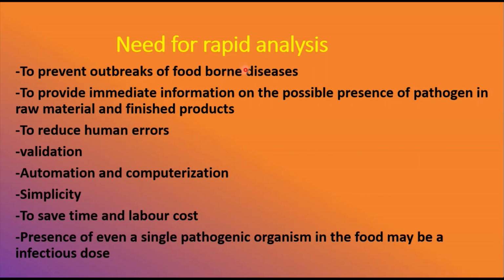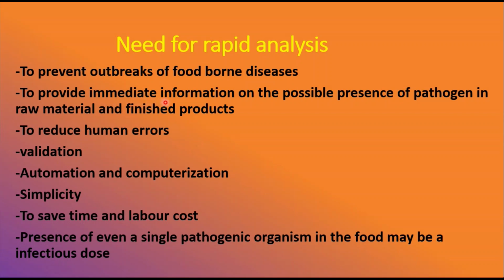What is the need for this rapid analysis? Why are we supposed to have rapid detection methods? Number one, to prevent outbreaks of foodborne diseases. If you detect the cause of a particular foodborne disease only after 3 to 7 days, meanwhile the person may die or it may spread more. So outbreaks can be prevented by using these rapid detection methods.